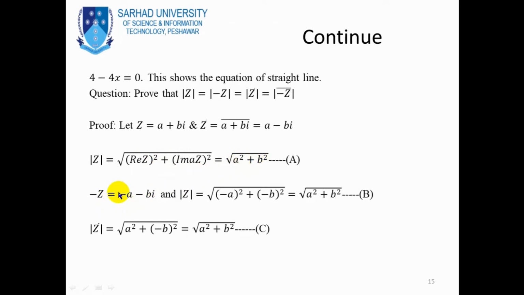Now minus z is equal to minus a minus iota b. Now the magnitude is equal to the square root of (minus a) square plus (minus b) square. This is equal to the square root of a square plus b square. From equations A and B, you see over here, this is actually the magnitude of the conjugate of the complex number. So square root of a square plus (minus b) whole square, which is equal to the square root of a square plus b square. Now this is equation number C.